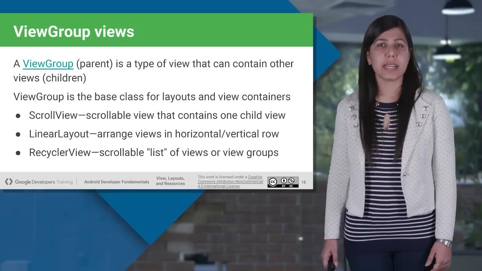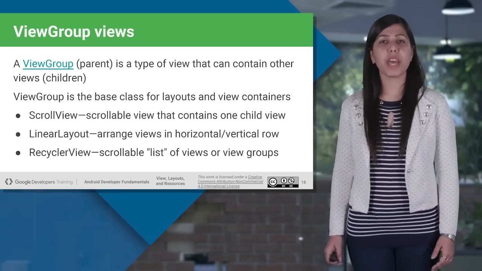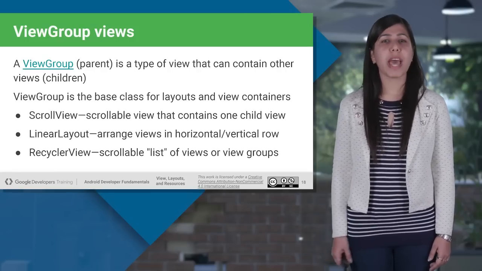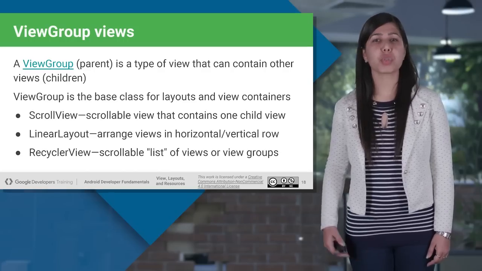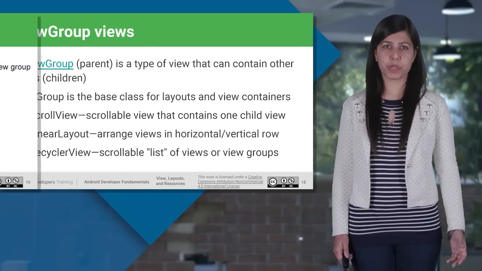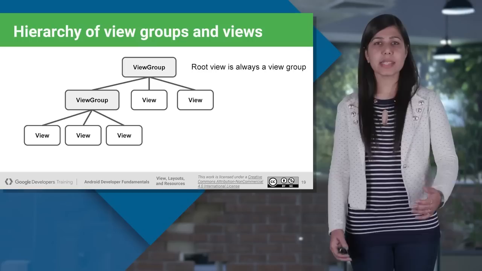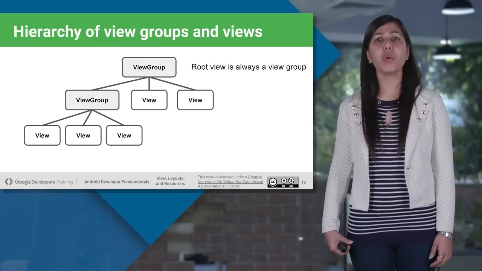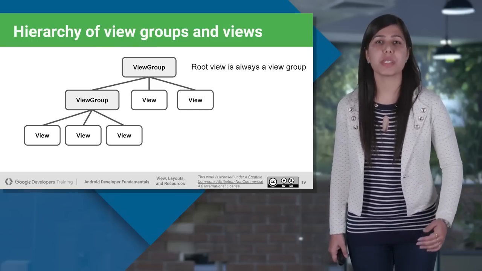Now, the next is linear layout. For the linear layout, we arrange the views in horizontal or vertical rows. We have recycler views for the scrollable list of views or view groups. Now, this is a representation of a view hierarchy, how we define the view groups and views inside it.